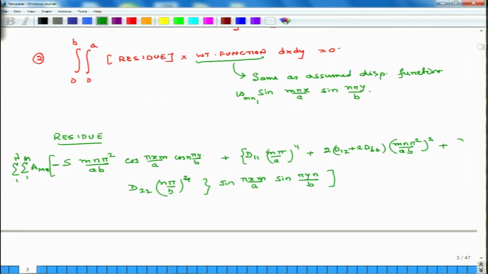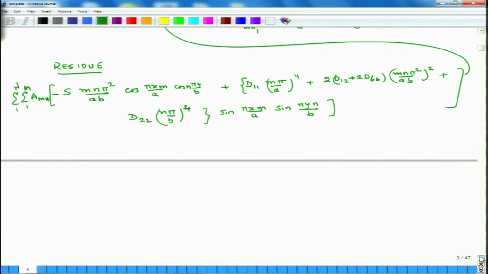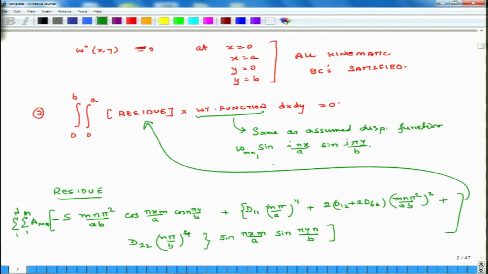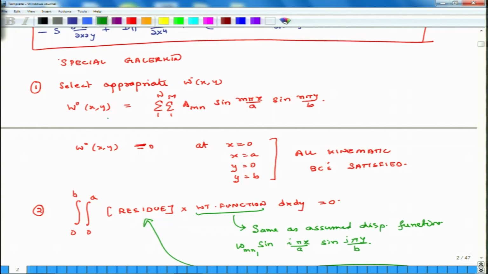This is this long expression of residue I put here, and the weight function also I put, m pi x, m pi y. One distinction I will make is that here I will not put indices m and n, but rather I and j, and then I will just iterate. So, what is the unknown, what is it that we are trying to calculate? We are trying to calculate w naught x y.